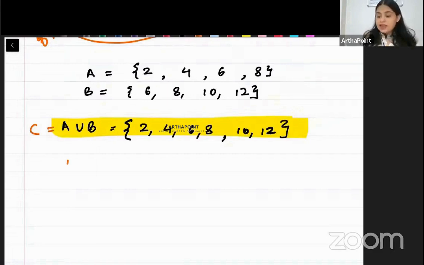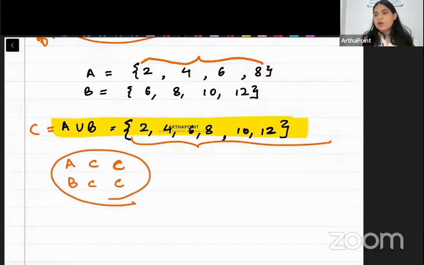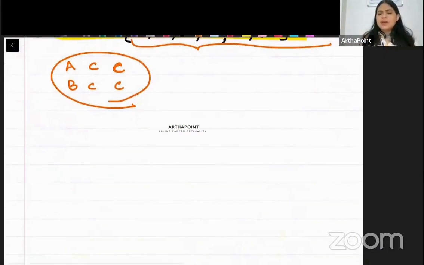Look, A is a subset of C, because whatever is in A is in C as well. So A is a smaller set, C is a bigger set. A is a subset of C. Similarly, beta, B is also a subset of C. I hope this is clear to you. Now, let us go ahead and take another example.